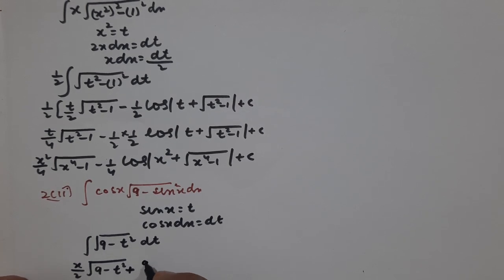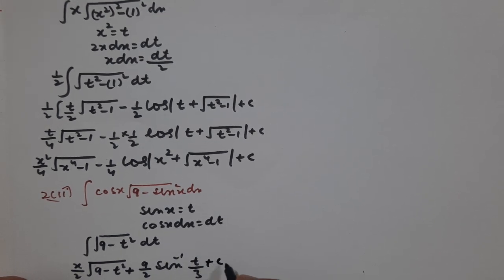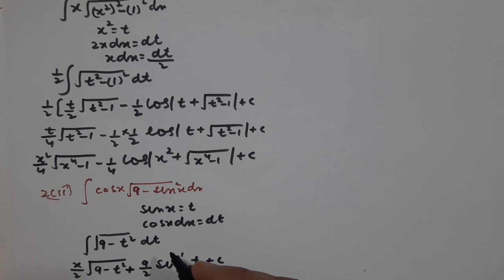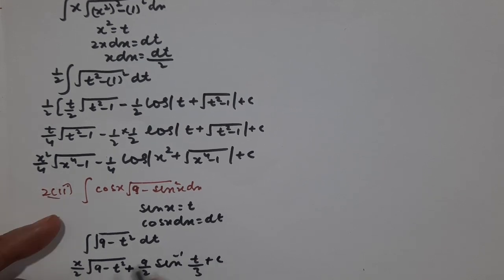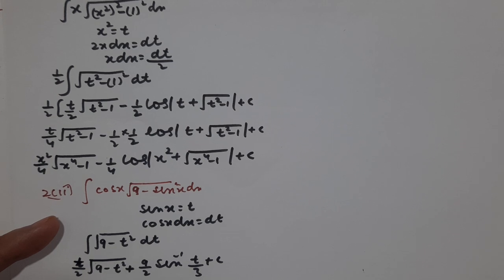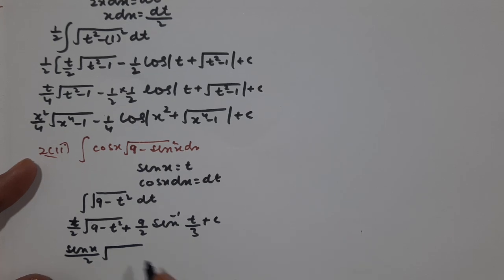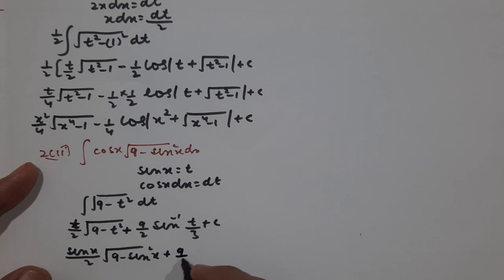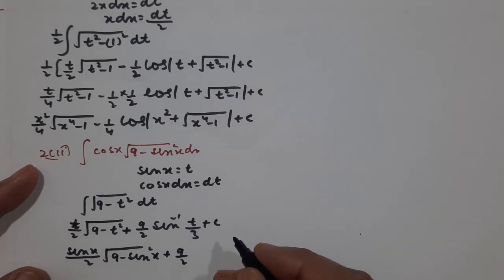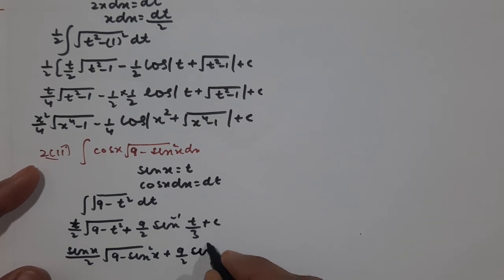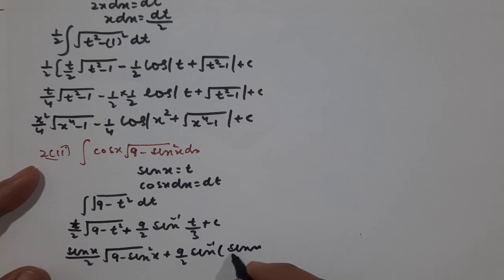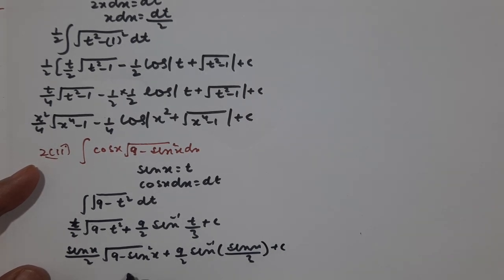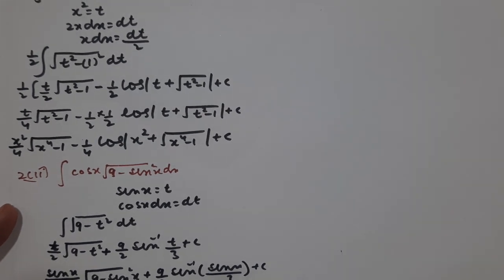A square means 9 upon 2 sine inverse x upon a plus c, and we have x equal to sin x. Here we have t. So what is the value of t? T is sin x upon 2 under root 9 minus sin square x plus 9 upon 2 sine inverse sin x upon 3 plus c. So students, this is the required answer.